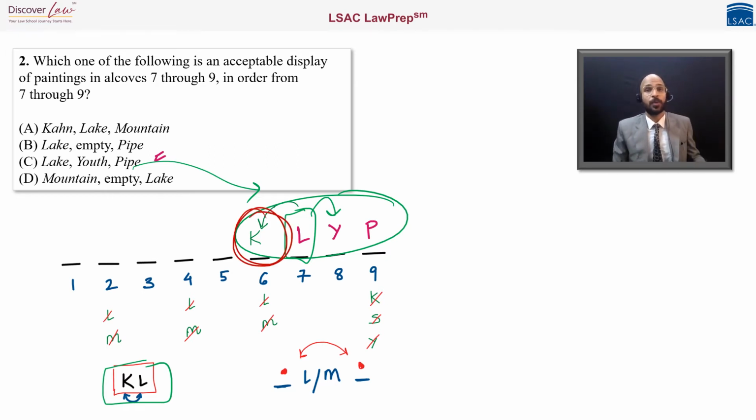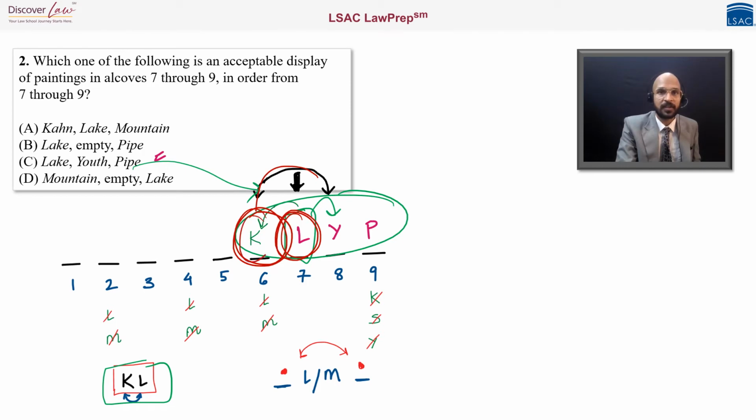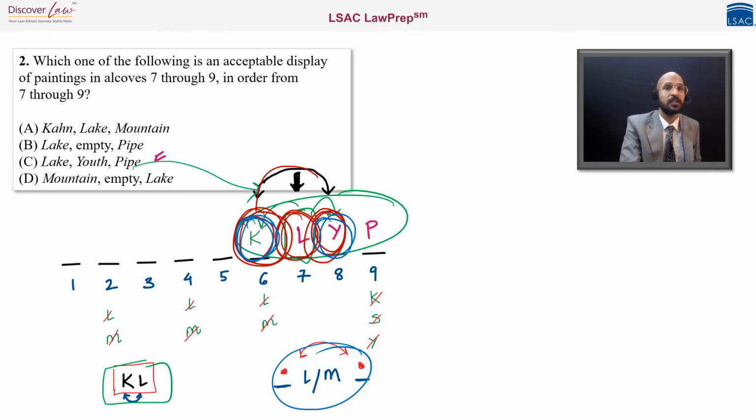Okay. Now, once that happens, there's another difficulty, which is that when you have L here, you want at least one of these 2 positions to be vacant. But in this case, we know that on either side of L, we will have K and Y, which means that this rule is being violated. Therefore, C is not the answer.